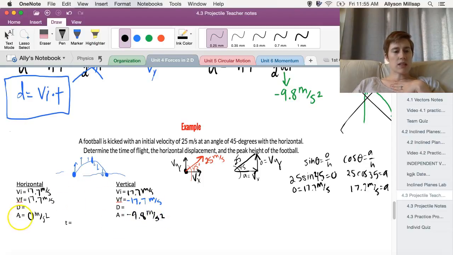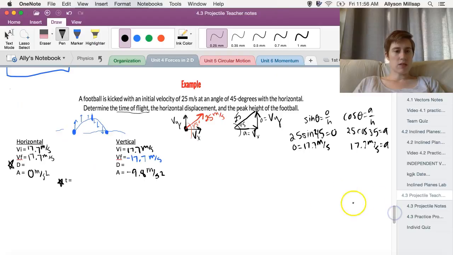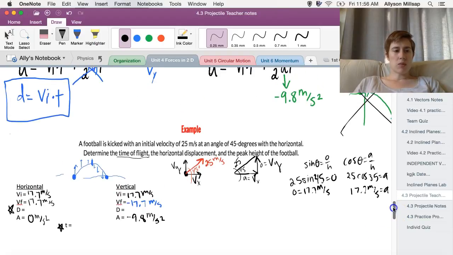So we know everything except for distance and time. It wants to know the time of the whole flight. It wants to know the horizontal displacement, and the peak height of the football. Okay, don't worry about peak stuff yet. Let's just do the first two things. So what formulas can we use?